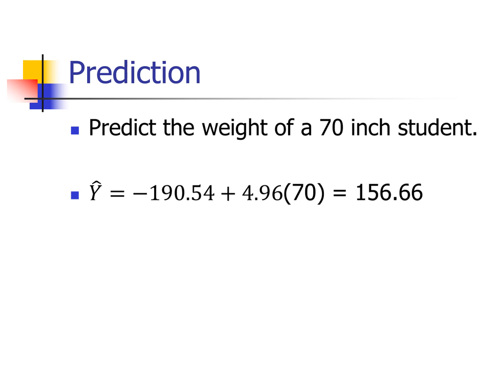Say that we wanted to predict the weight of a 70-inch student. Well, pretty easy. All we would do is take that 70 and plug it into the equation. Plug it into a calculator, and we get 156.66 pounds. Pretty cool, right? Pretty straightforward, but as we'll see, very powerful.